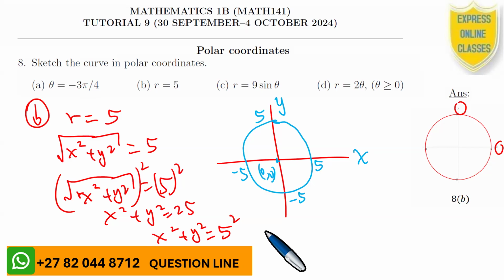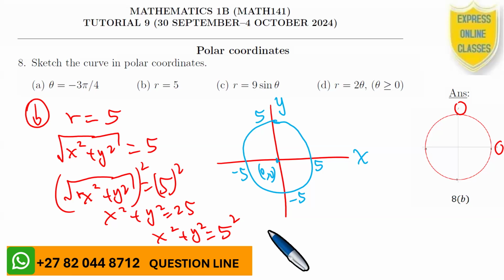Okay, so that is the answer to that one. Radius 5 can be sketched like that, but obviously radius equals 5 has to do with a circle centered at the origin of that radius. So look at the next question.